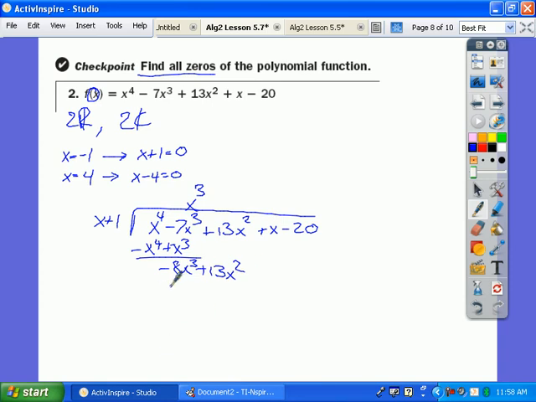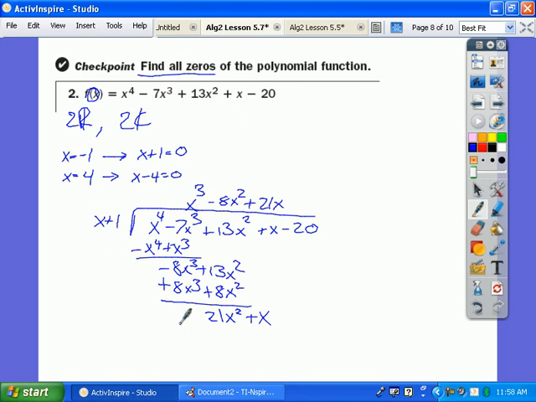Negative 8x cubed divided by x is negative 8x squared. Negative 8x squared times x, negative 8x cubed. Negative 8x squared times 1, negative 8x squared. Change the signs, and we get 21x squared, bring down the x. 21x squared divided by x is plus 21x.